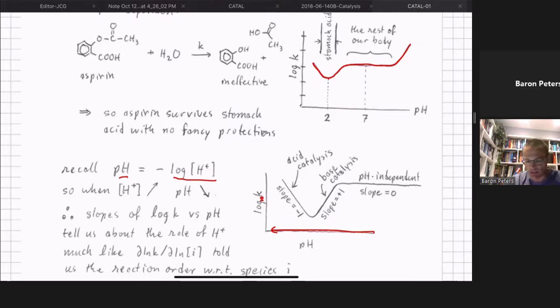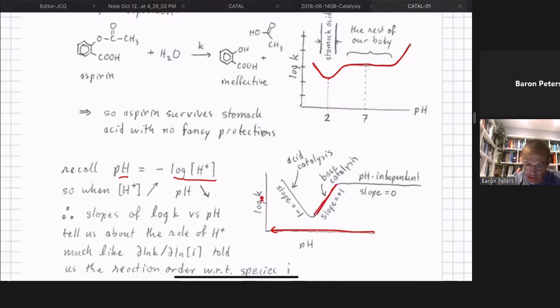I know that this is giving me the reaction order. So when my slope is 0, it means that additional H plus doesn't affect this at all, and we say that we have a pH independent rate law. When my slope is positive, it means that as the H plus concentration is getting smaller, moving to the right along this axis, the rate is going up. So the H plus concentration is getting smaller, the OH minus concentration is getting bigger in solution. So we call this section here base catalyzed.